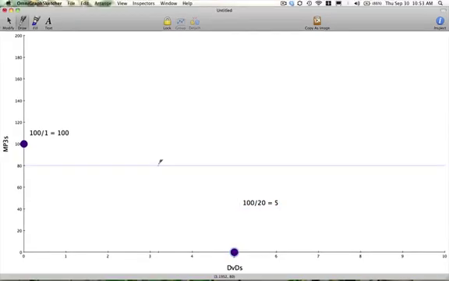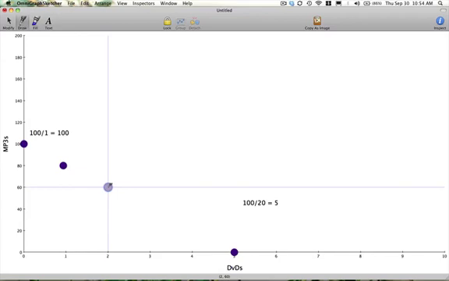We can now look at which combinations of songs and DVDs we could afford with our $100. For example, if we had 80 songs, that would cost us $80, and we would have enough left over for one more DVD. If we had 60 songs, that would cost $60. We would have $40 left over and would then be able to afford 2 DVDs.